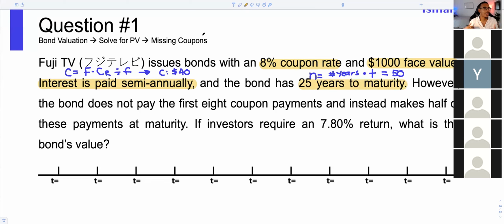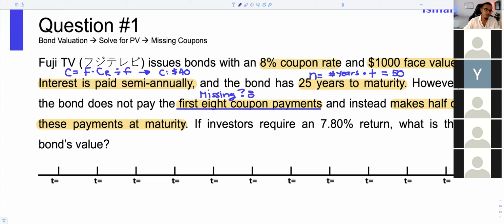Now, obviously, if we have an exam question, it's never going to be easy. There's always going to be some sort of nuance. And in this case, the nuance is as follows. The bond does not pay the first 8 coupon payments, okay? And instead, it will make half of these payments at maturity, okay? So let me ask you this. How many total payments are we missing right here? Yeah, we're missing 8 total payments, all right?